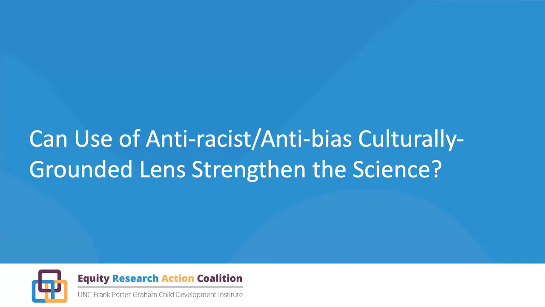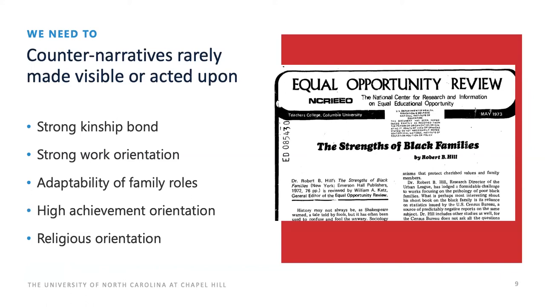When I think about the Moynihan report, during that same time that Moynihan wrote his report, there was actually a counter narrative by Robert Hill, another researcher. He did the same kind of analysis, and when he looked at the data, he had a very different framing. He said, look, what you're seeing is data of Black families that have a strong kinship bond, a strong work orientation, that are adaptable, that have high achievement orientation, and a strong religious spiritual orientation.